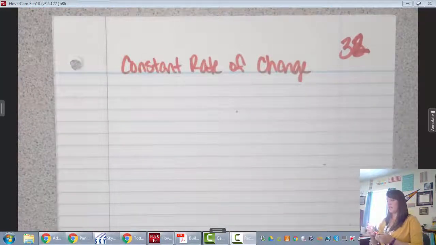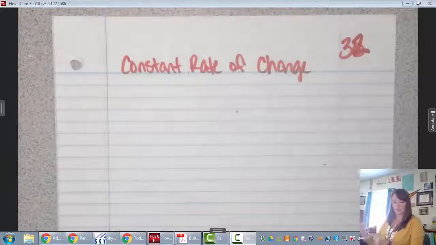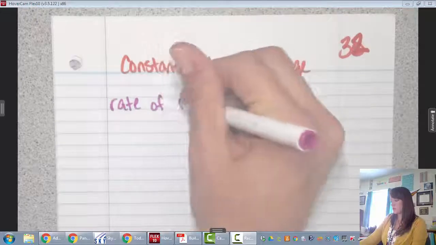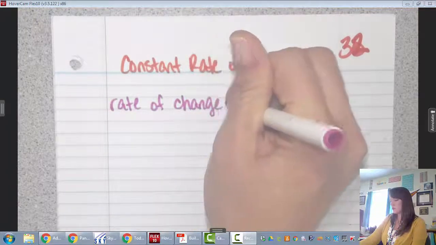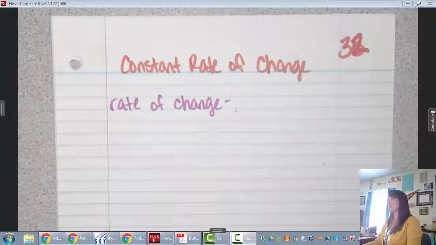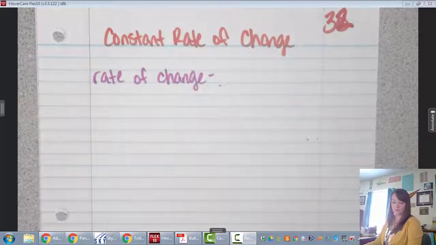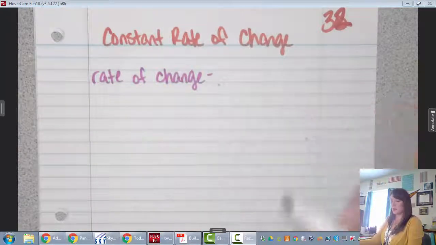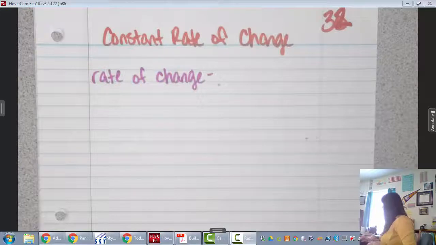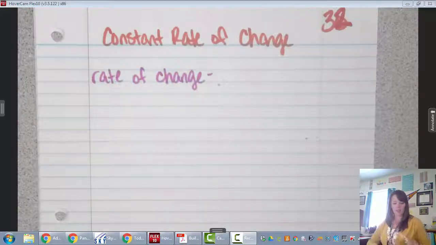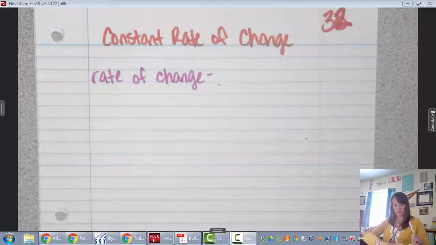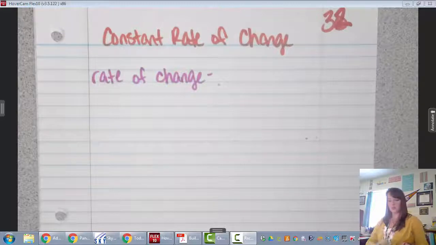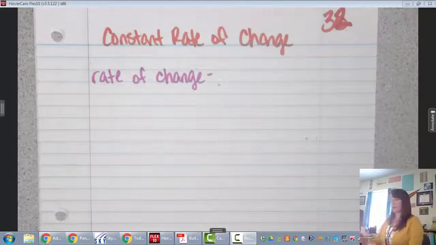Right, we have two words, and they're little phrases that are actually pretty easy. The first one is rate of change, and it is exactly what it says it is. This is how one thing is changing compared to the other thing. It's how much one changes compared to the other.